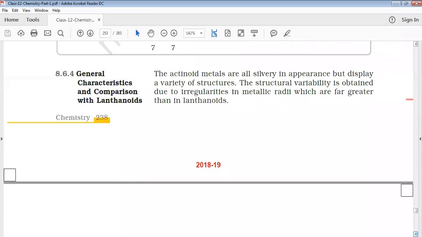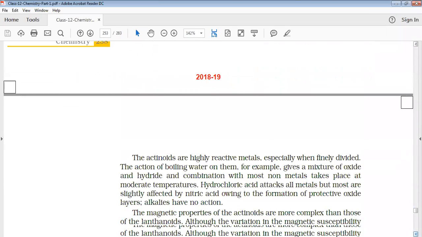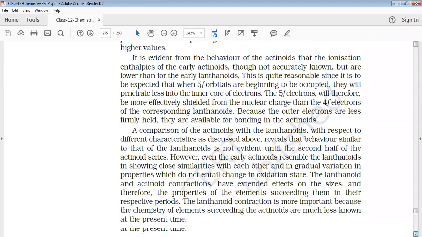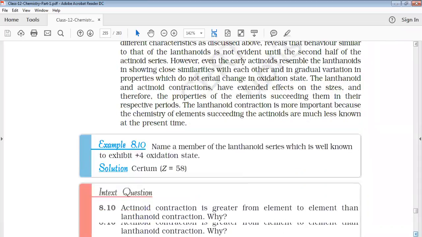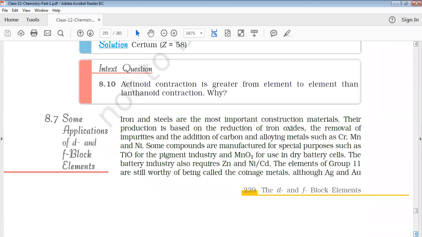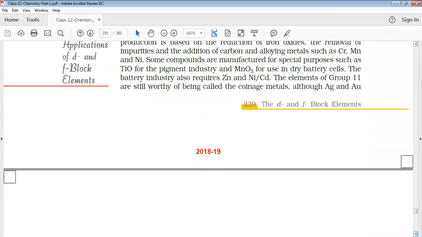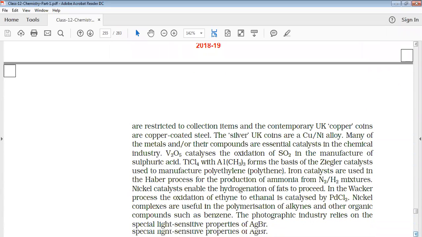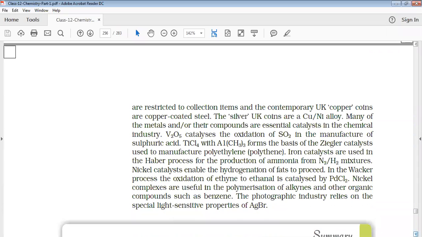Then general properties or characters. Yes, let us see the application. What are the major sources and uses of your lanthanide and actinide contraction? We used to combine with copper. When combined with copper, it will give you an alloy. That alloy is more stable than any other metals. That is the first thing.